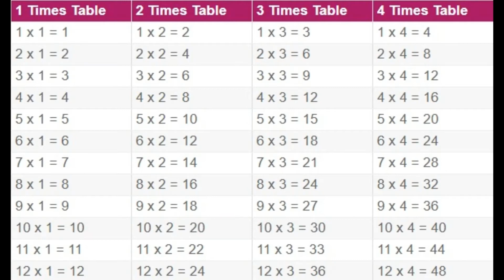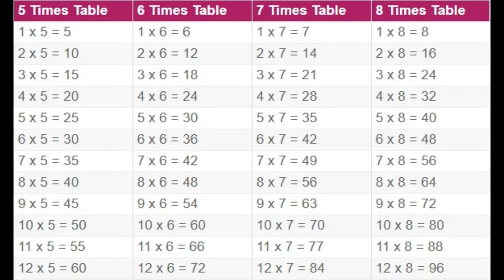1 times 5 is 5. 2 times 5 is 10. 3 times 5 is 15. 4 times 5 is 20. 5 times 5 is 25. 6 times 5 is 30. 7 times 5 is 35. 8 times 5 is 40. 9 times 5 is 45. 10 times 5 is 50. 11 times 5 is 55. 12 times 5 is 60.